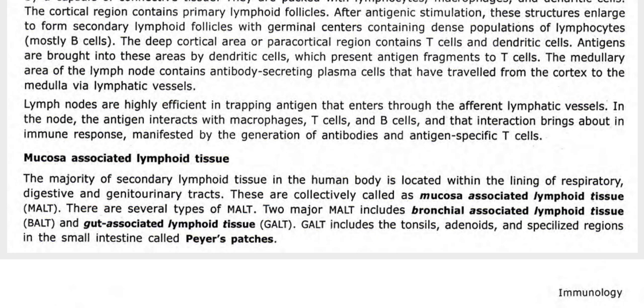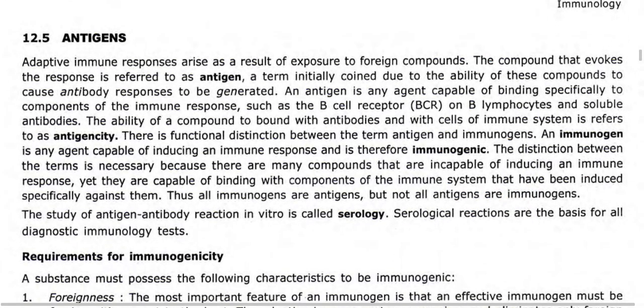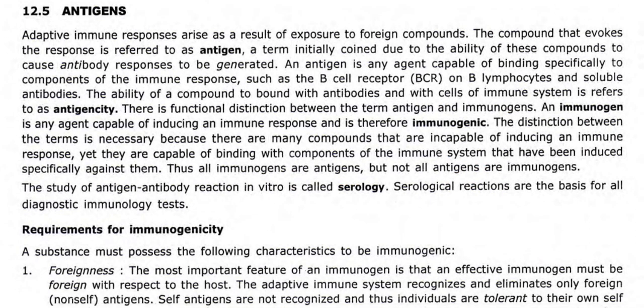Two major MALT include bronchial-associated lymphoid tissue (BALT) and gut-associated lymphoid tissue (GALT). This includes tonsils, adenoids, and specialized regions in the small intestine called Peyer's patches. Then antigens. Adaptive immune responses arise as a result of exposure to foreign compounds.